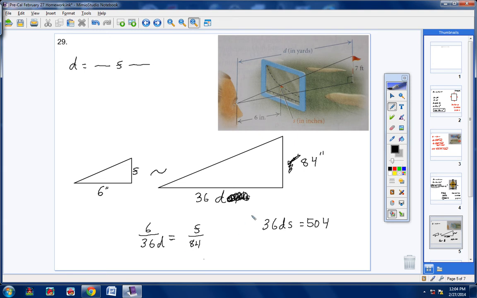Now remember, we want to get D by itself, right? You want to get D all by itself. So I'm going to divide by 36S. That way these cancel out, and I'm left with just D. So I'm going to divide one side by 36S. I'm going to divide the other side by 36S. 36 cancels, S cancels, I'm left with D. So D equals, and then I have 504 divided by 36, and you'll get 14.